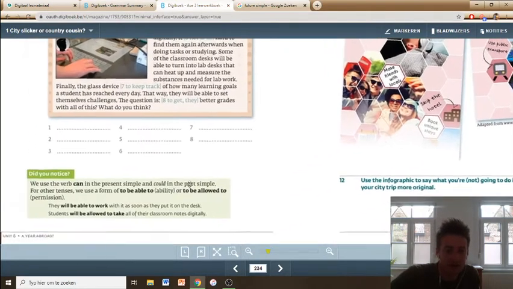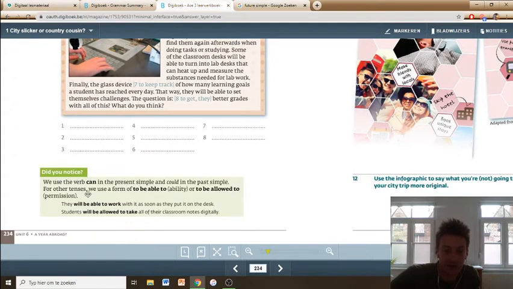Next, I want to draw your attention to this green grid over here. We use the verb can in the present simple and could in the past simple. Guys, can and could are used to talk about ability on the one hand, something that you can do, right? For instance, I can't swim. And also for permission. You can take your books right now, something like this, or you can leave the classroom. This is talking about permission.